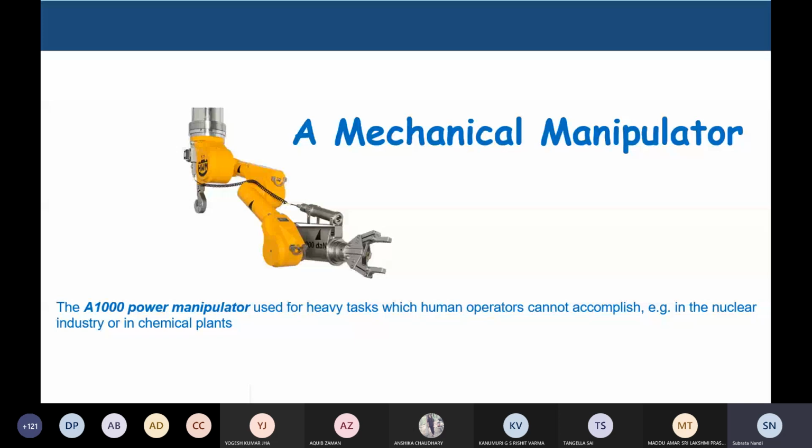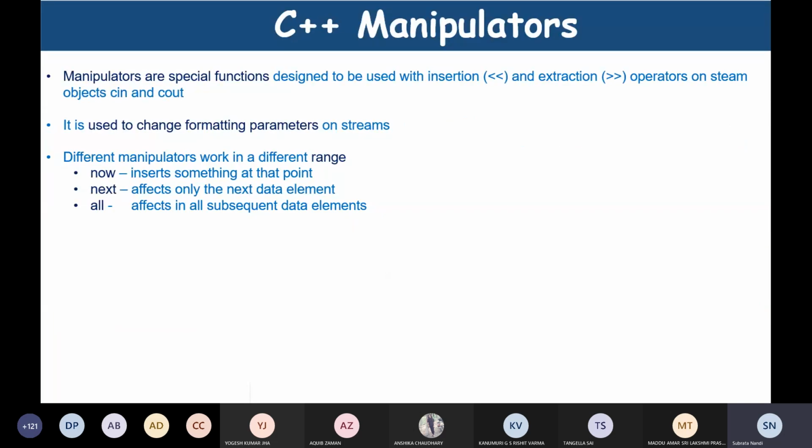Like manipulators, in mechanical systems we know that a manipulator manipulates, say a robot manipulator, a robotic arm. In C++, our objective is to talk about manipulators for manipulating outputs or the input output streams. So manipulators are special functions designed to be used with insertion and extraction operators on stream objects, cin and cout. Okay, so one example that we found in our last class is endl.